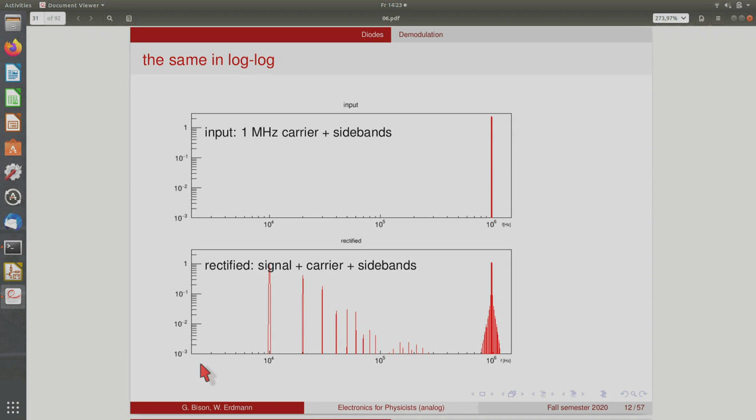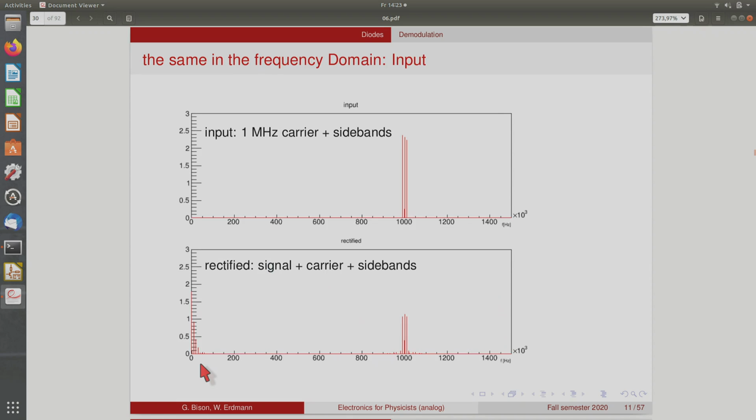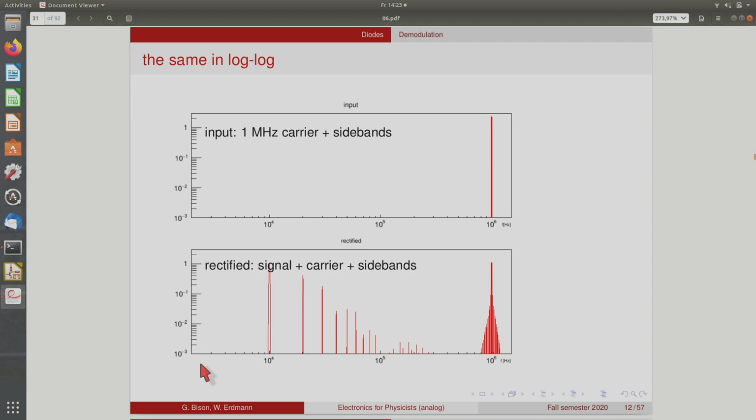So this is just a logarithmic version of the same thing. Here we had the linear plot, linear in frequency. What is more commonly shown is the logarithmic or double logarithmic version. So here you have again the input carrier plus the sidebands, which you don't really see here anymore. And then you rectify this, and you get the series of spikes here that are the signal that you really care about.